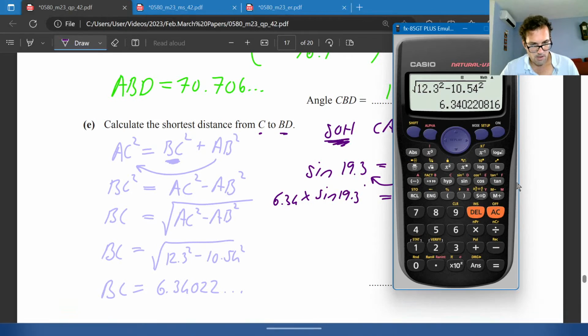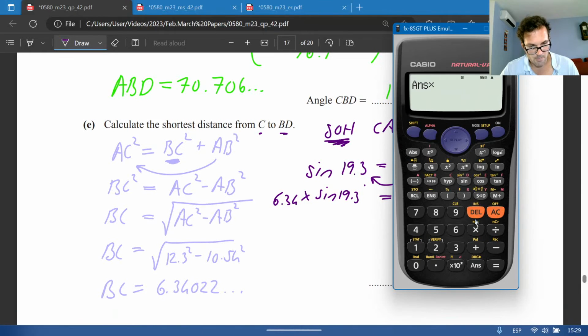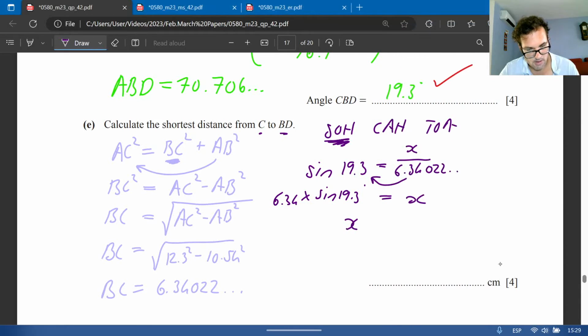Whew. We're getting to the end of this. Let's open it up. So I still got that there. I just need to put times sin 19.3 and 2.0955. So x is 2.0955, etc.